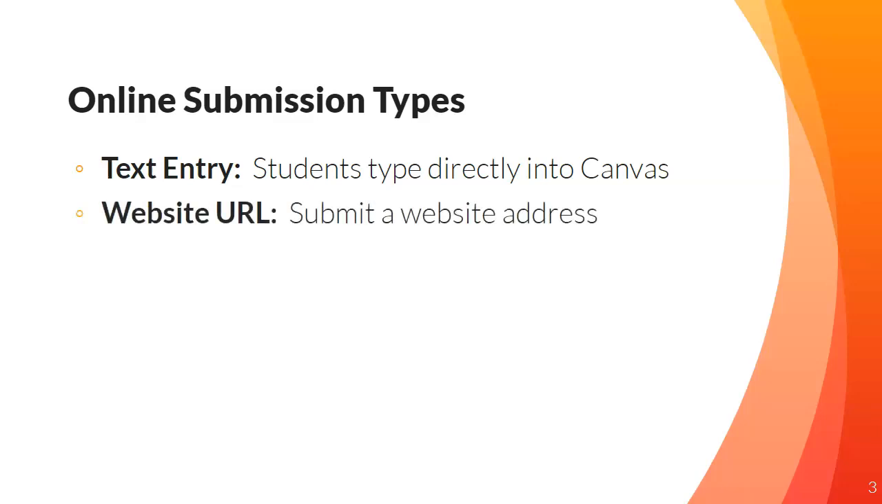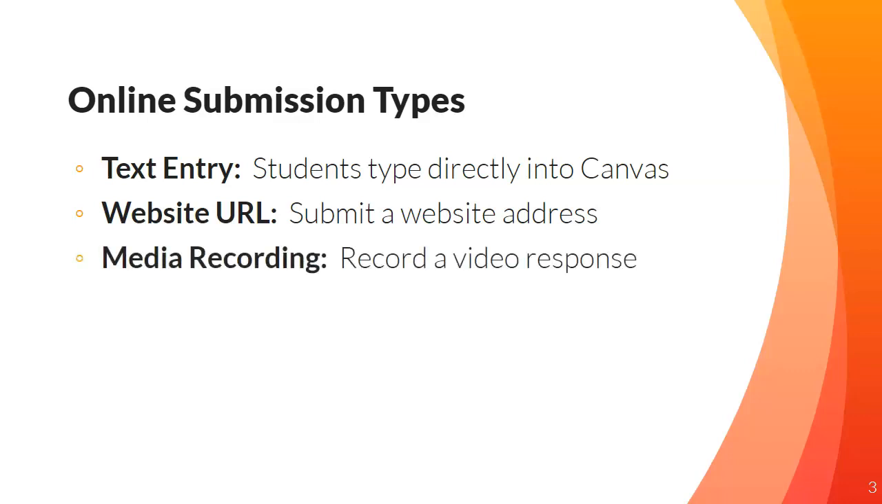Canvas also allows for a submission type that is a website URL. So students could give you a web address or a link to a website as their work. One of the really cool features is media recording. So you can create an assignment that allows students to take a quick video of themselves right within Canvas using their Chromebook's webcam. This is a powerful tool that allows students to describe their knowledge to you in their own words.